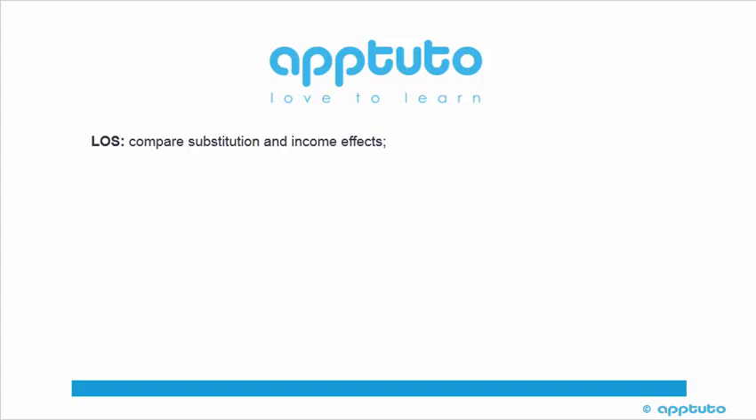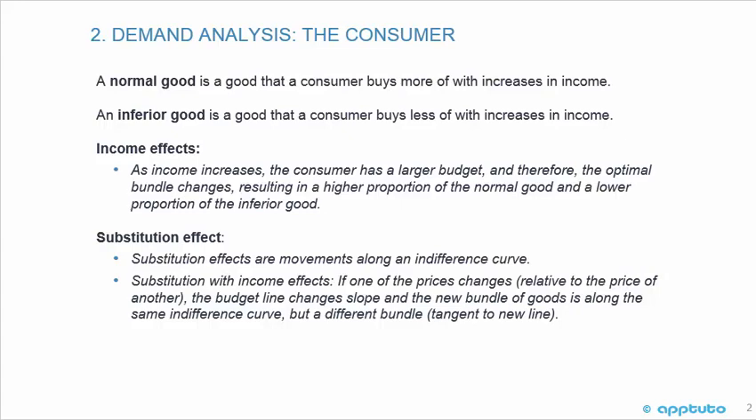This LOS is compare substitution and income effects. A normal good is a good that a consumer buys more of with increases in income. An inferior good is a good that a consumer buys less of with increases in income. Income effects: as income increases, the consumer has a larger budget, and therefore the optimal bundle changes, resulting in a higher proportion of the normal good and a lower proportion of the inferior good.